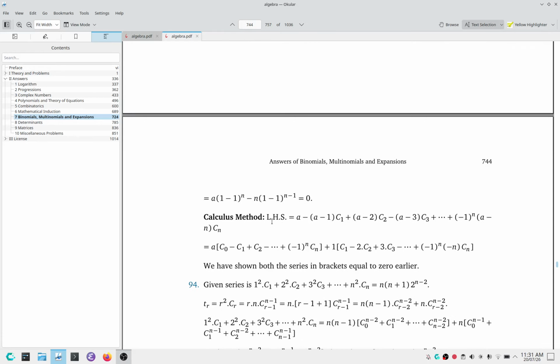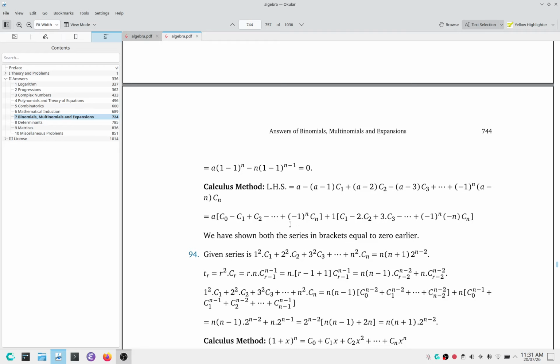For the calculus method, we have this left hand side, which is equal to a times c0 minus c1 plus c2 up to minus 1 to the power n cn plus c1 minus 2 c2 plus 3 c3 up to plus minus 1 to the power n minus 1 times n cn. We have shown these two series in bracket earlier equal to 0, and that's how we get this equal to 0.